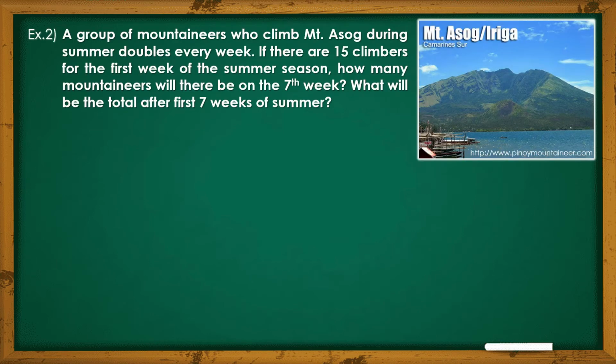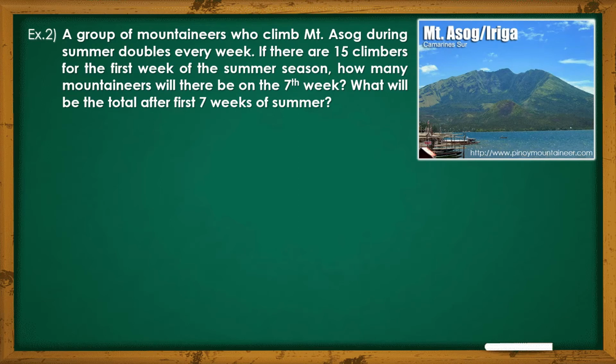Example number 2. A group of mountaineers who climb Mount Asog during summer doubles every week. If there are 15 climbers for the first week of the summer season, how many mountaineers will there be on the 7th week? What will be the total after first 7 weeks of summer?